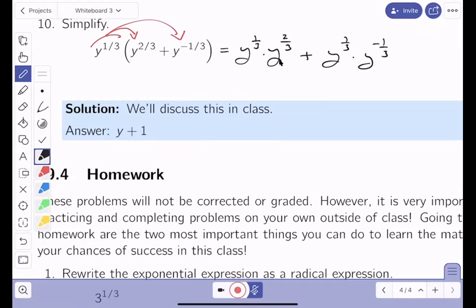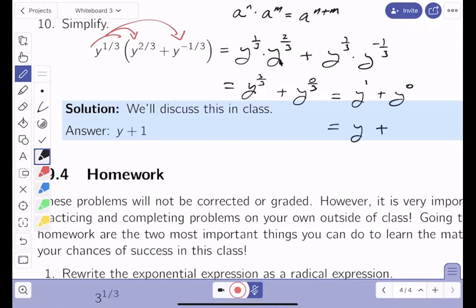And what rule am I using now? a to the n times a to the m is a to the n plus m. Do the first one. It's going to be y, and I'm adding the two exponents together. You would get 3/3. We'll simplify that later. Plus y, adding those two exponents together, and that would give you 0/3. I'm going to simplify that. 3/3 is 1, and 0/3 is 0. What does this give me? y plus y to the 0, which is 1. Simplified nicely. Again, we recommend you look at the key.